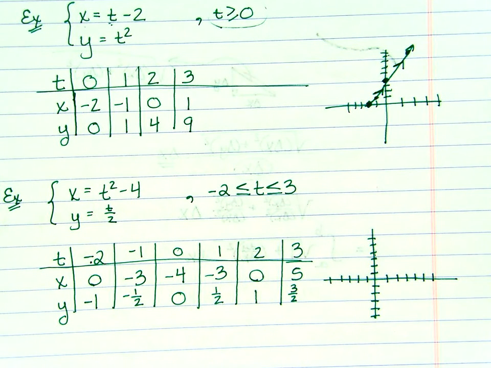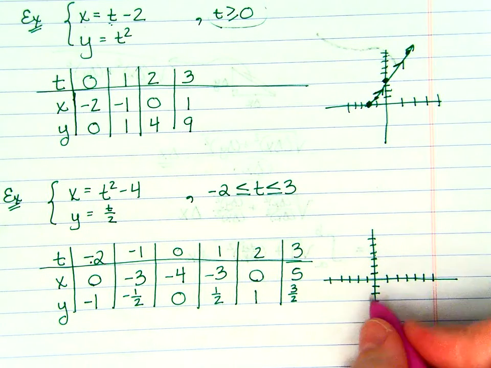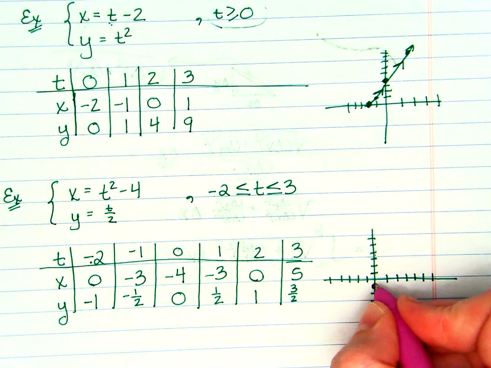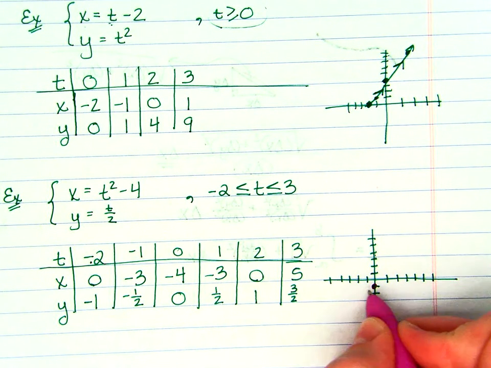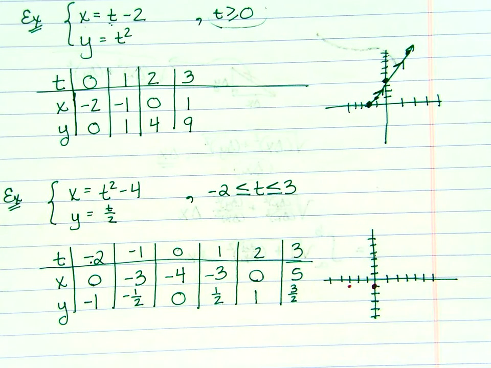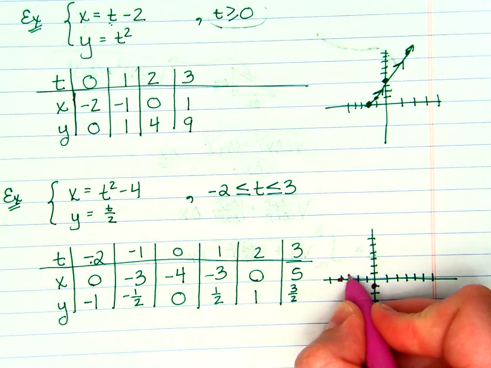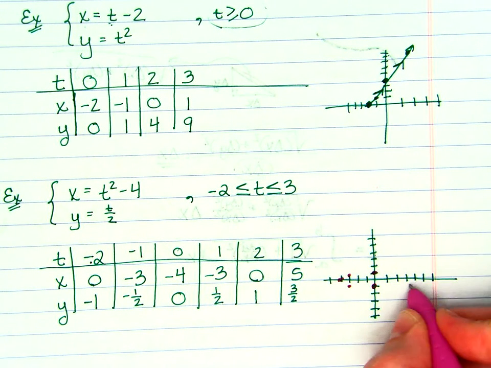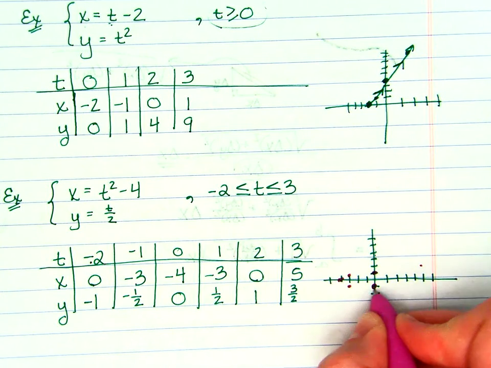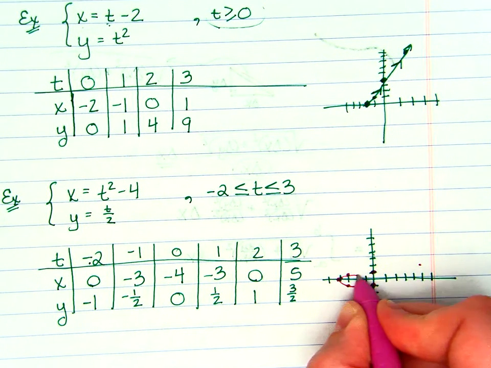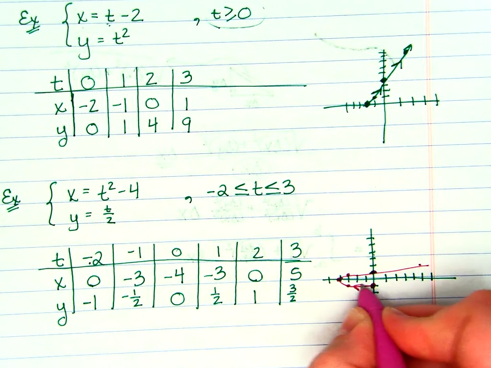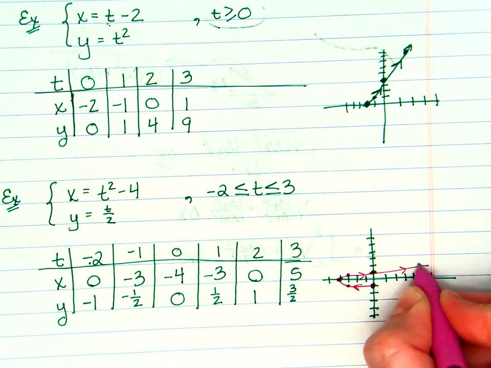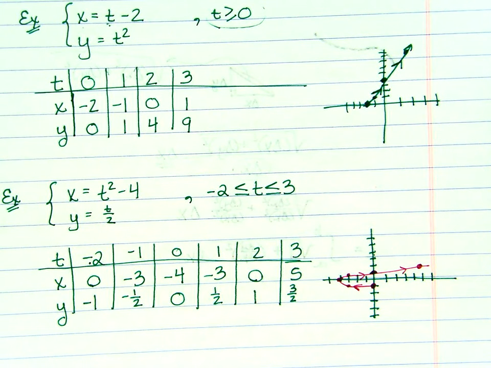Let's see here. I have 0, negative 1. That's where I'm starting. Then it goes to negative 3, comma, negative a half, so maybe about there. Negative 4, comma, 0 is over there. Negative 3, comma, a half, about there. 0, 1 is like that. 5, comma, 3 halves, about there. And connecting the dots, it's going to look like that. So I'm going to start by going in that direction, then that direction, and ending over there. And that's what this parametric function looks like.